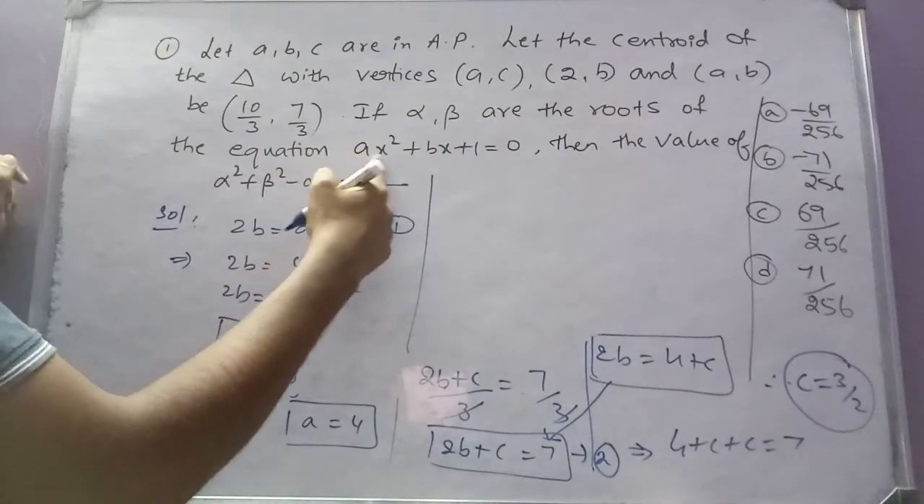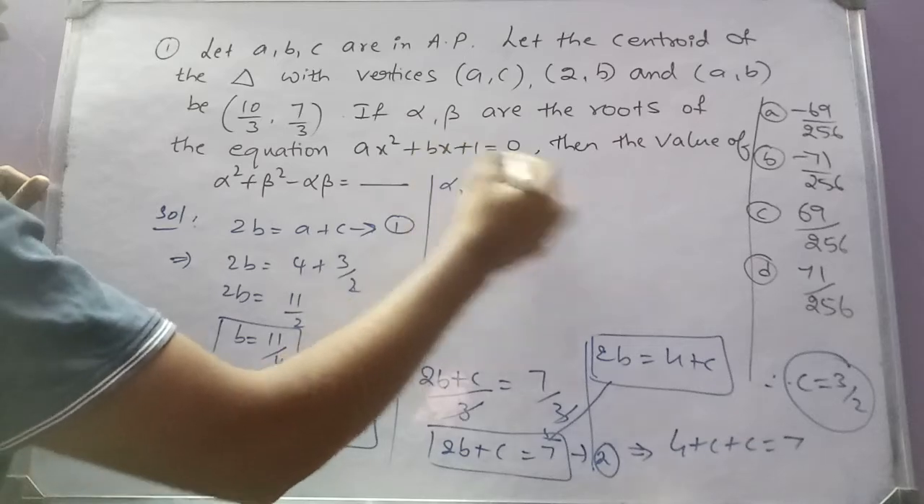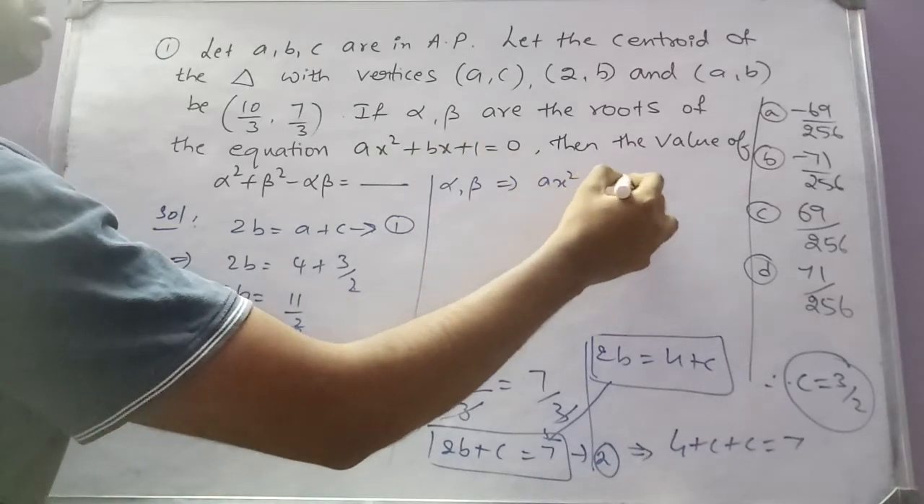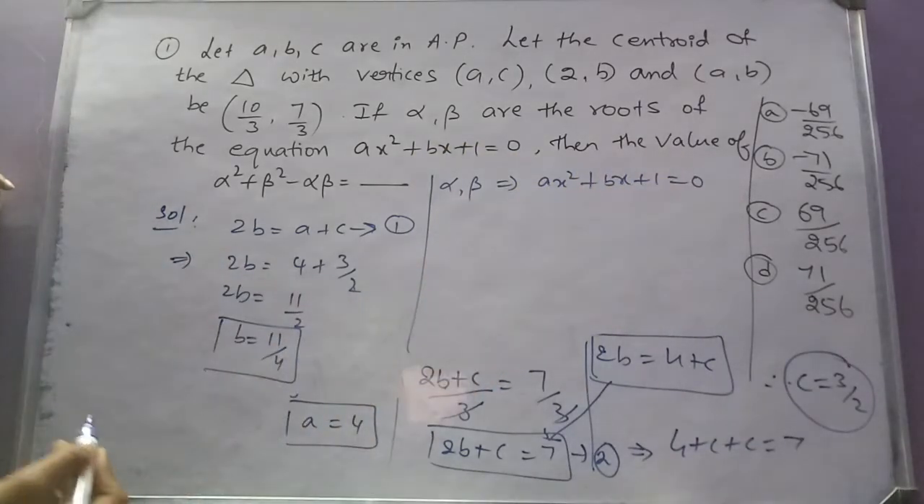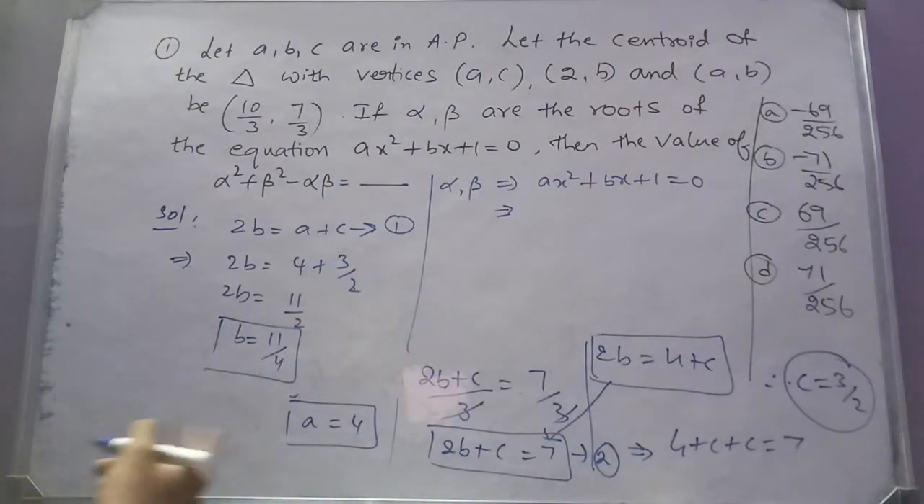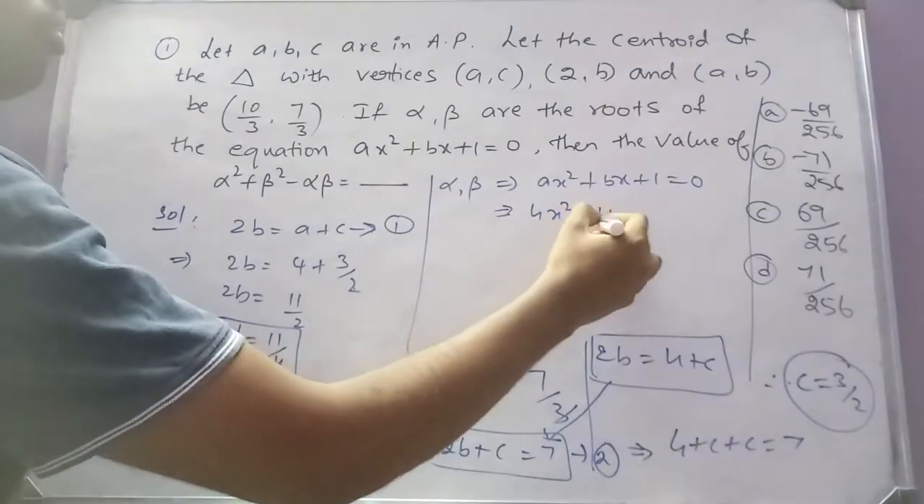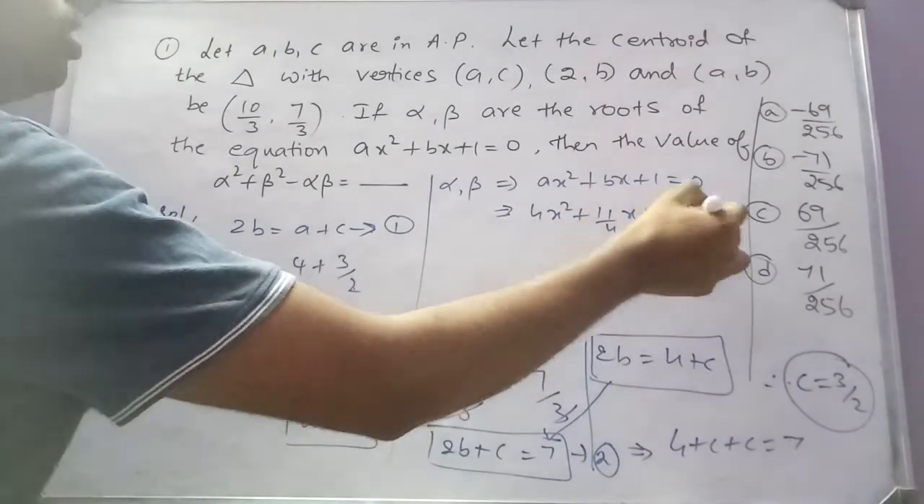The equation ax square plus bx plus 1 equal to 0. Alpha, beta are the roots of this equation. So first, let us find what the equation is by substituting the values of a and b. So a is 4, 4x square plus b is 11 by 4 x plus 1 equal to 0.